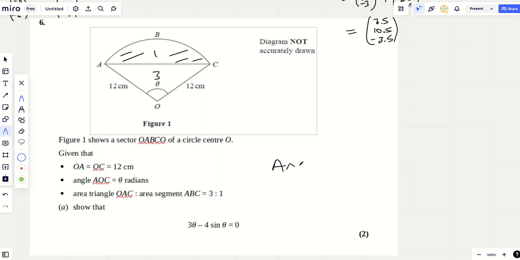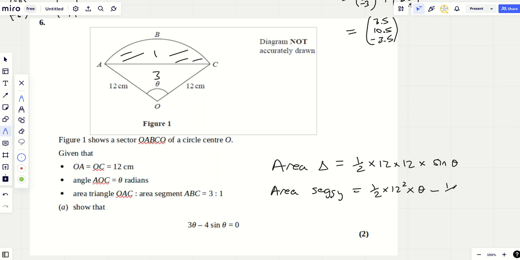Right, let's talk about the area of the triangle. Okay, that's a half ab sine C. Yeah, let's talk about the area of the segment. That's going to be a half. Now it's going to be the sector minus the triangle. So the area of the sector is a half times 12 squared times theta, minus a half times 12 times 12 times sine theta. Yeah. And so let's just simplify those.